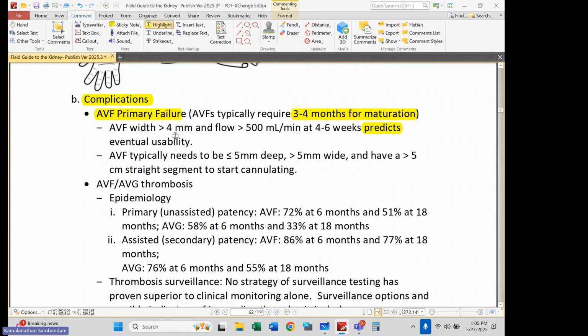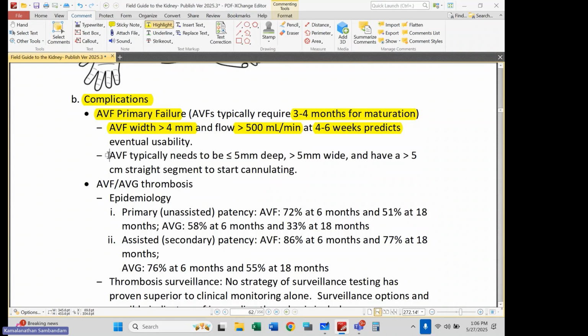Okay. The predictive metrics that correlate with usability is a fistula that has a width of about 4 to 5 millimeters and 500 mils per minute of flow at around 4 to 6 weeks. So maybe you can summarize this as a rule of fives of some sort, right? 500 blood flow at around 5 weeks with around 5 millimeters.